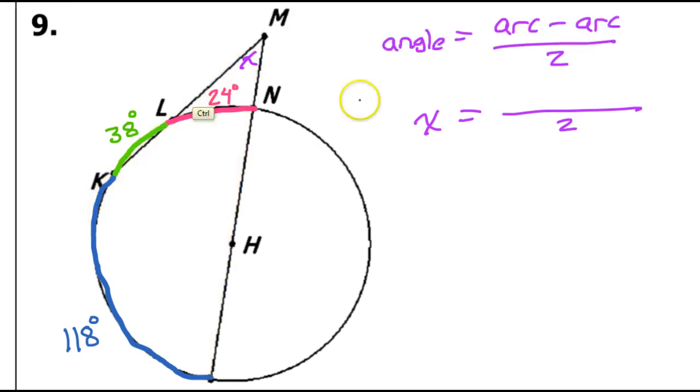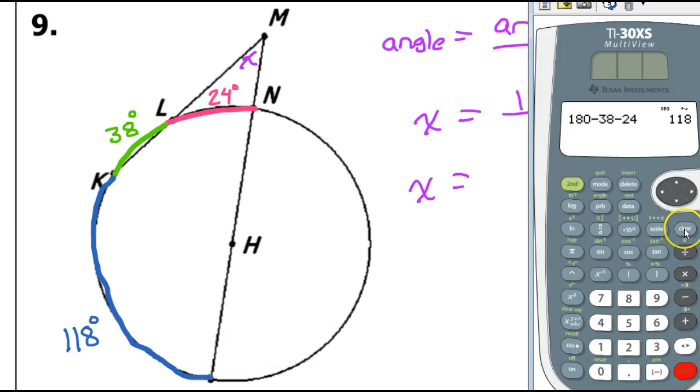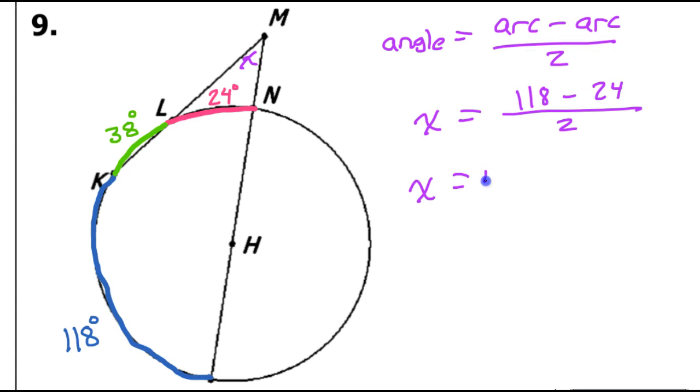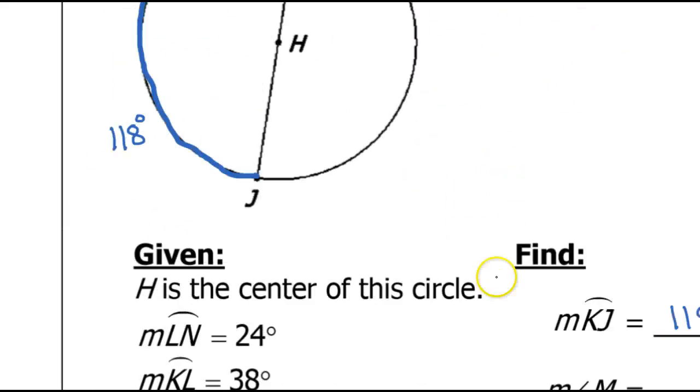So again, that's why the two arcs will be 118 minus 24. The big arc minus the small arc, so you get a positive number. Okay, so that is 47. And that was the measure of angle M.